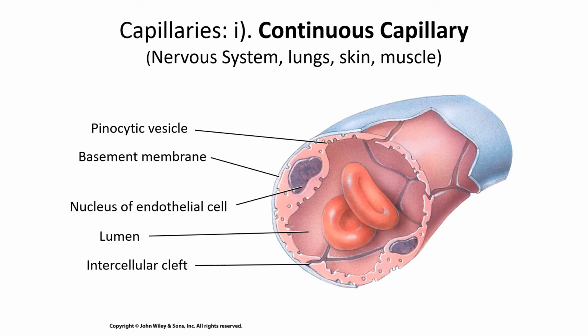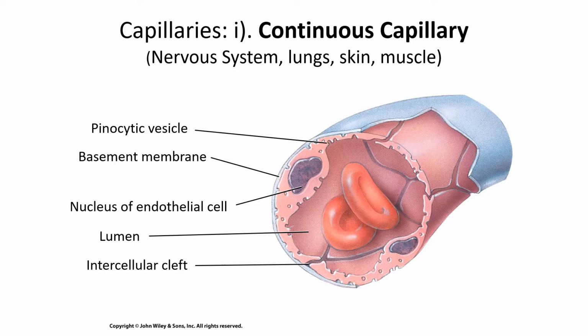There are a few different types of capillaries depending on what part of the body we're talking about. Remember that red blood cells don't leave the blood. They're traveling through tubes all the time. They don't leave those tubes. White blood cells, on the other hand, are a different story.